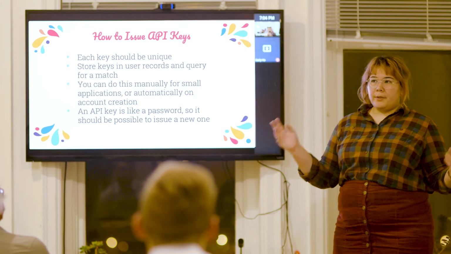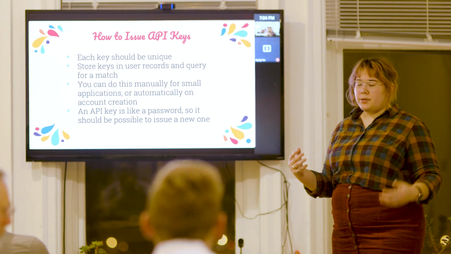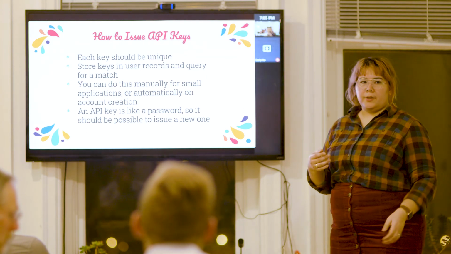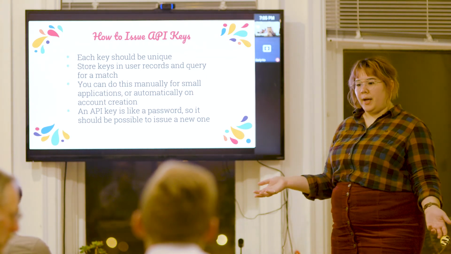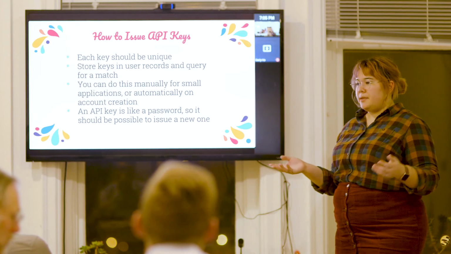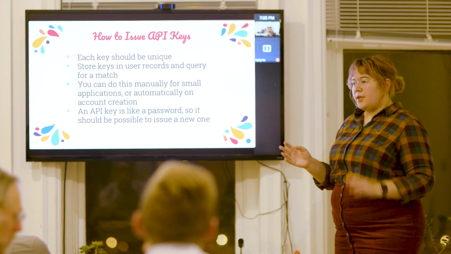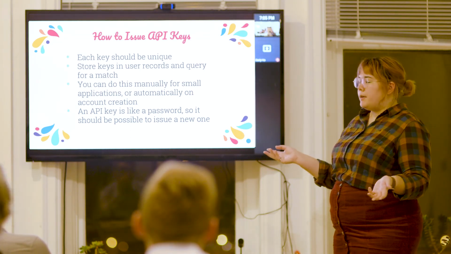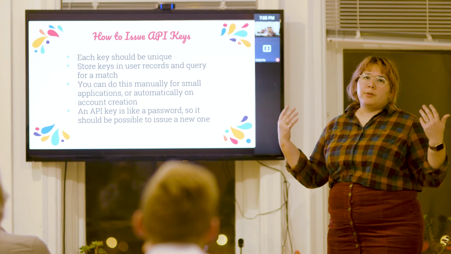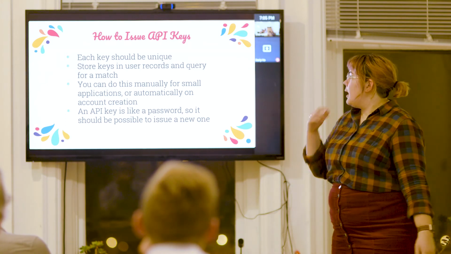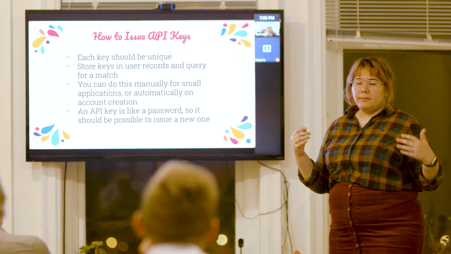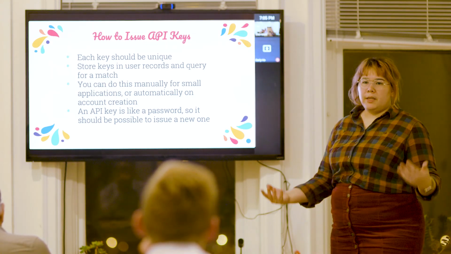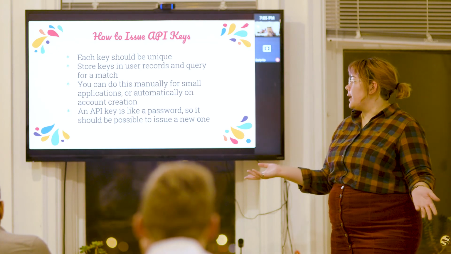So generally, if you have user records, say account storage, you would want to store the keys in the user records and query those for a match to determine which user is currently using your application. So basically, it's sort of like a username password combo. You can issue these keys manually if it's a small application and it's you using it or 5 of your friends. Or if you have some account creation script, you can generate those as some kind of hash in your preferred hash format on account creation.